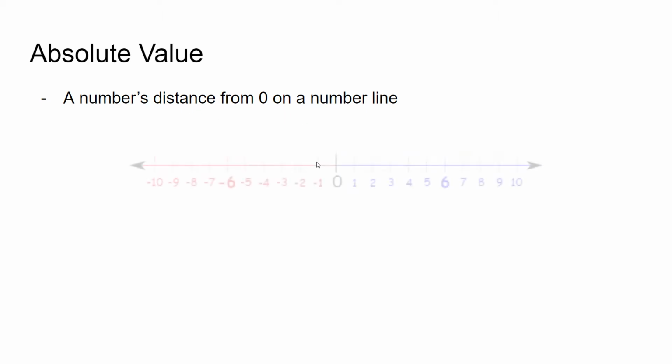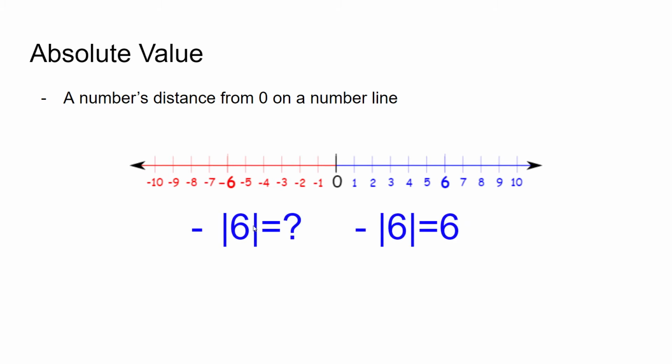Today we are going to be learning about absolute value equations and absolute value inequalities. First, we will review what absolute value is. Absolute value can be described as a number's distance from zero on a number line. Let's look at an example of this. Absolute value is written with these two lines here. In this case, we are looking for the absolute value of 6. As shown above, 6 is 6 digits away from 0. Therefore, the absolute value of 6 is 6.